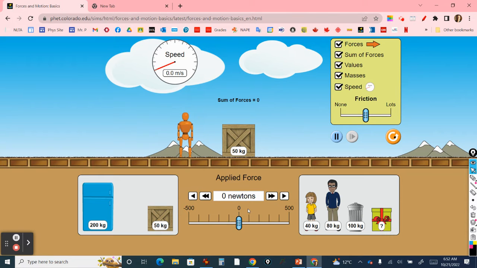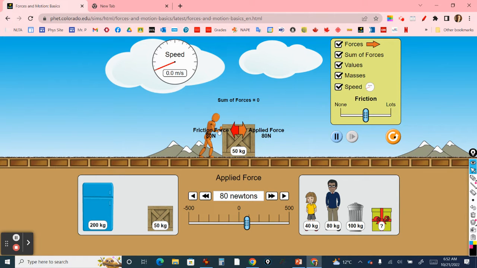But here's what we're going to do first. We're going to push on that box and have to use this thing. So let's go with 50 newtons. And you can see that with 50 newtons of force, we have a 50 Newton force of static friction opposing our pushing force. This is Newton's third law.